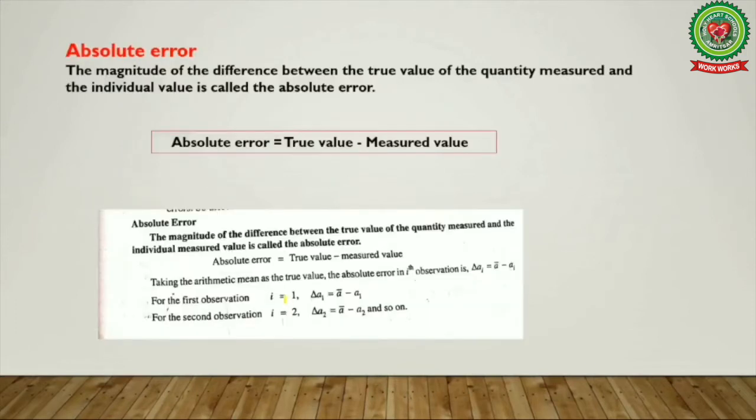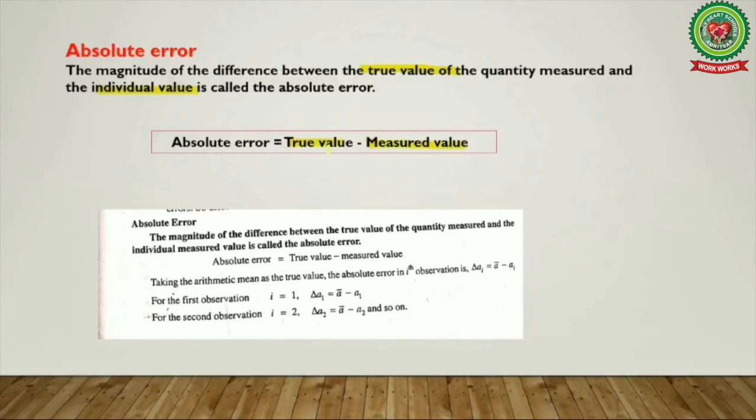Now let's see what is absolute error. The magnitude of the difference between the true value of the quantity measured and the individual value is called absolute error. Here is the formula for absolute error. It is equal to true value minus measured value.